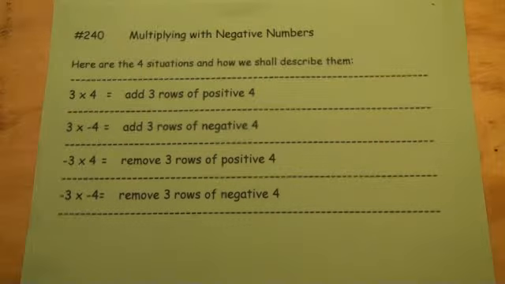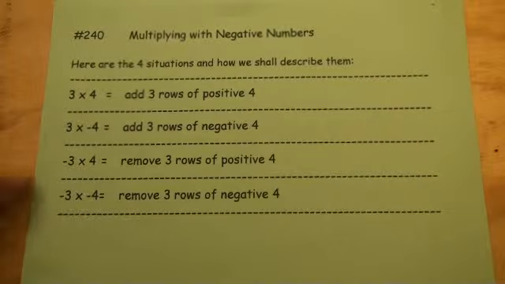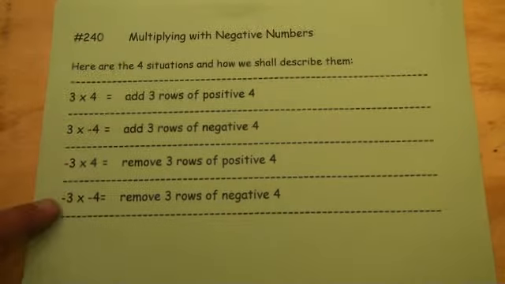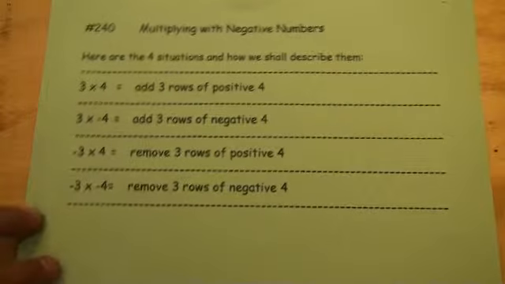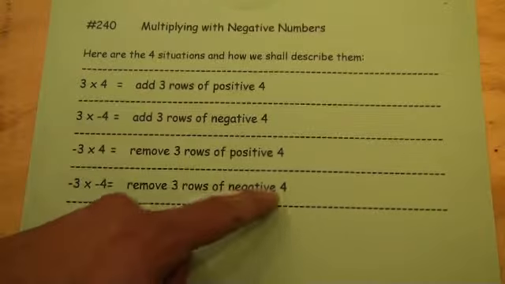Here's where these two come in, a little bit trickier. Let's take a look. It says remove 3 rows of positive 4 is negative 3 times 4, and then negative 3 times negative 4 means to remove 3 rows of negative 4.